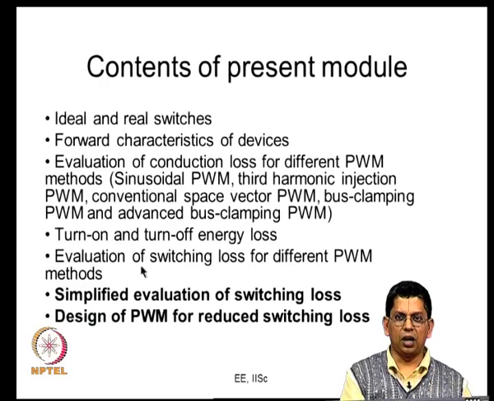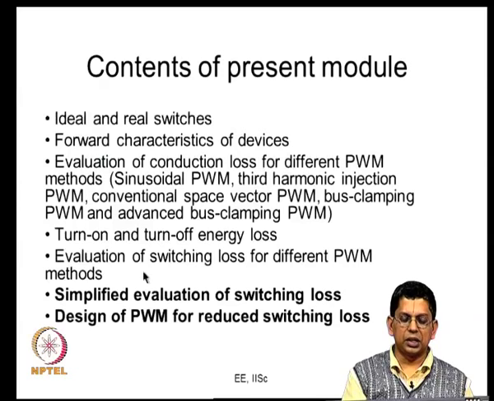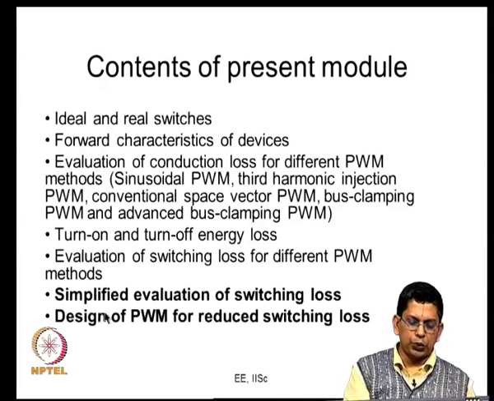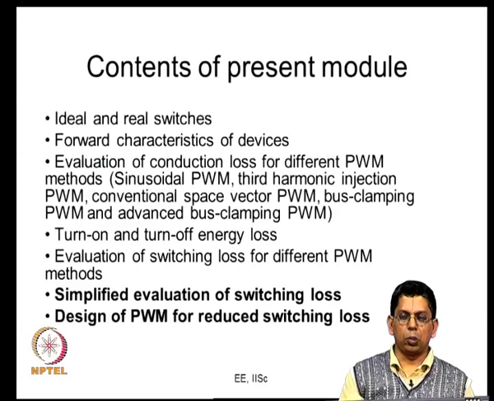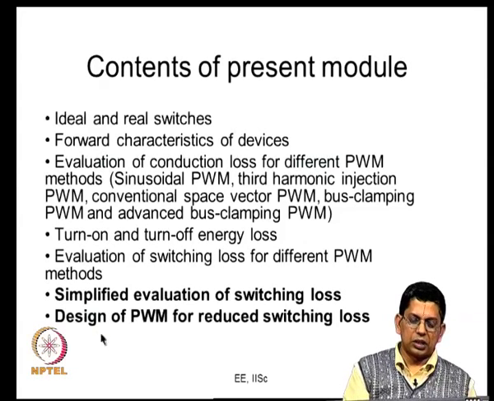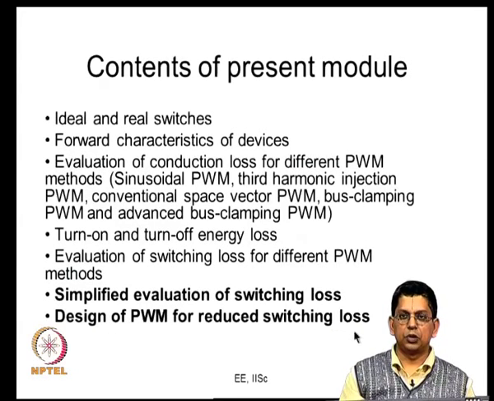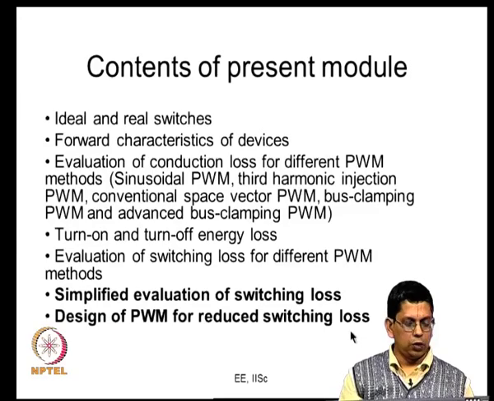For example, if a device is turning on, there is a certain DC bus voltage, a certain amount of current that it has to conduct, and it is operating at some temperature. All this decides how much the turn on energy loss is. Today we would simplify that. We would relate the turn on energy loss and the turn off energy loss more directly to the current that is being switched. With that simplification we could do a comparative evaluation of different PWM methods more conveniently and easily, and then use that idea to design PWM methods which can reduce the switching loss. This is the focus for today's lecture.